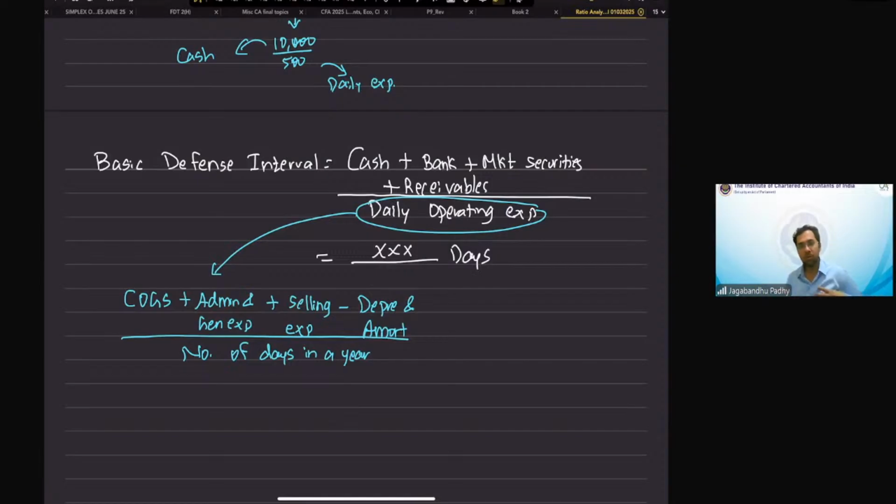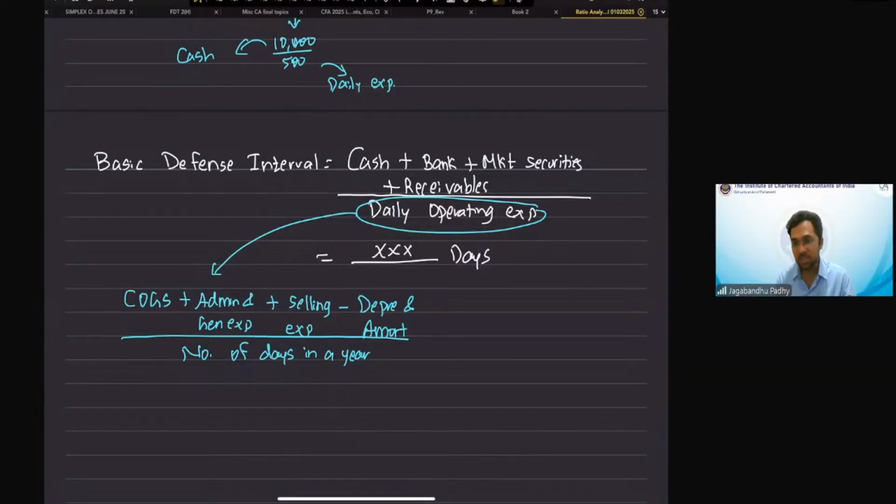Now, what could be the rule for this basic defense interval, guys? Does a higher basic defense interval indicate better capability to handle expenses, or less capability? Higher the better or lower the better? Of course, higher the better it is, right?